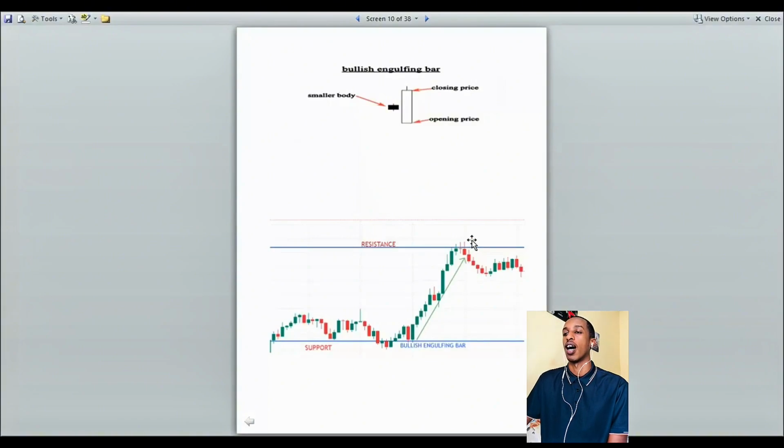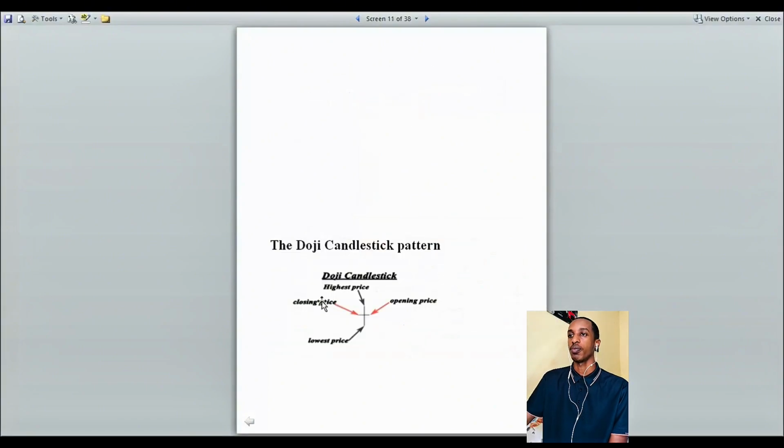So the other candlestick pattern is a doji candlestick pattern. This looks like a close, where the open price and the close price are on the same line. Like there is no body. You see, there is no body. So this is the highest price, this is the lowest price, this is the open, and this is the close. It is called the doji.